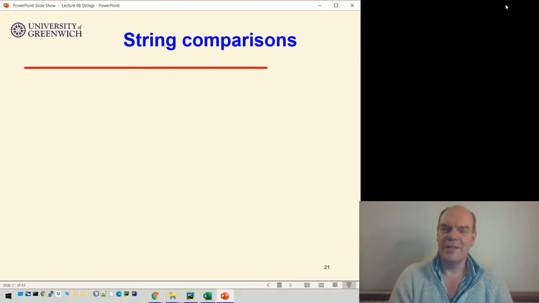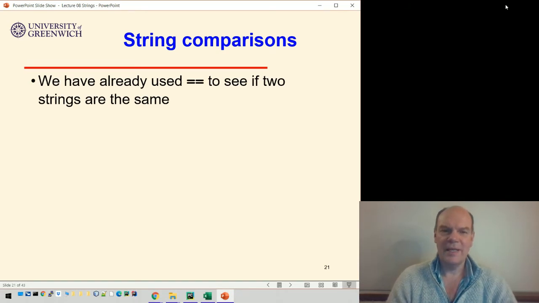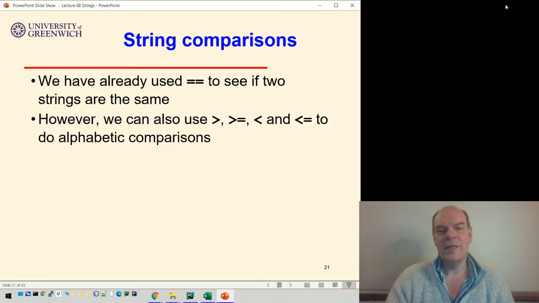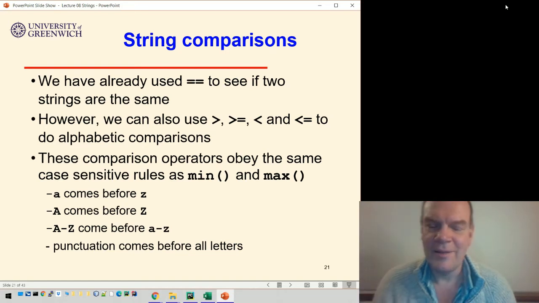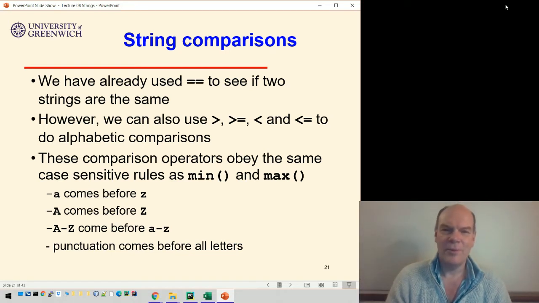So a really useful thing you can do with strings is do comparisons. We've already used the equals equals sign to see if two strings are the same, so we can check whether one string is the same as the other. But we can also use the greater than equals, less than equals to do alphabetic comparisons. But you've always got to remember that they obey the same case-sensitive rules as we saw earlier, that A comes before Z and capital A comes before capital Z, but the capital letters, all of them, come before the lowercase letters, and punctuation comes first of all.